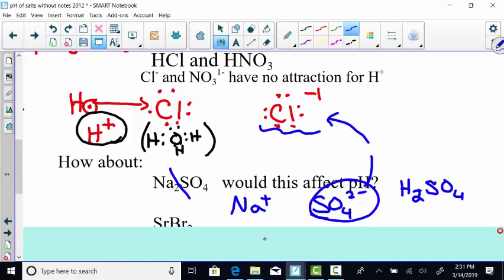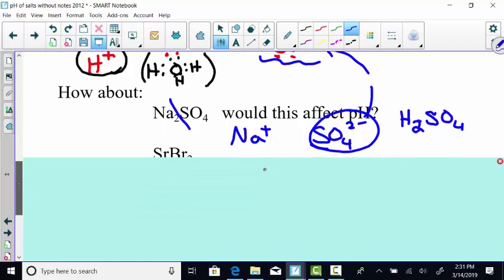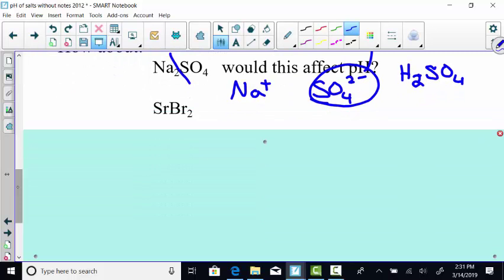It doesn't want any hydrogens. It could care less about hydrogens, so it's not going to attract any, okay? So as you just keep going down here and looking at other examples, and I'm only looking at the negative ions right now. If I break this apart, I have Sr2+, but I have the Br minus.